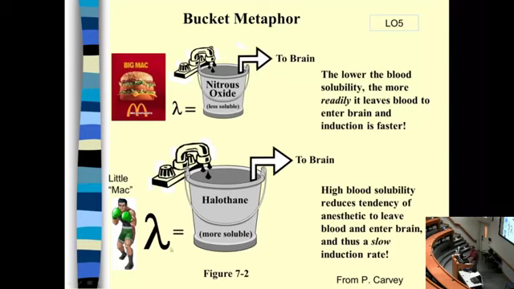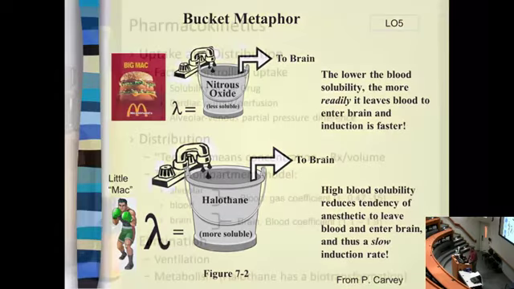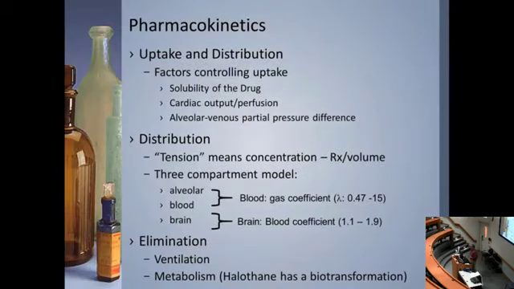So a Little Mac is signified by a very large lambda compared to that one, and the bucket now is much bigger. Right? So it's going to take more time to fill this bucket. And so the induction rate of anesthesia for halothane would be quite slow, which is why halothane is used as a maintenance anesthetic and not an induction anesthetic. Okay, so those are a couple ways of looking at it. The pharmacokinetics and the pharmacodynamics of anesthetics is a little bit different, which is why we spent a little bit of time on that.